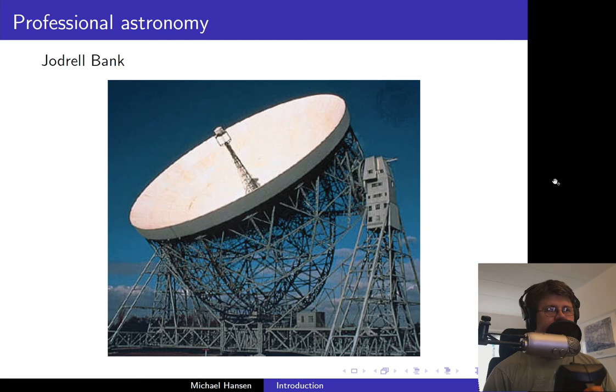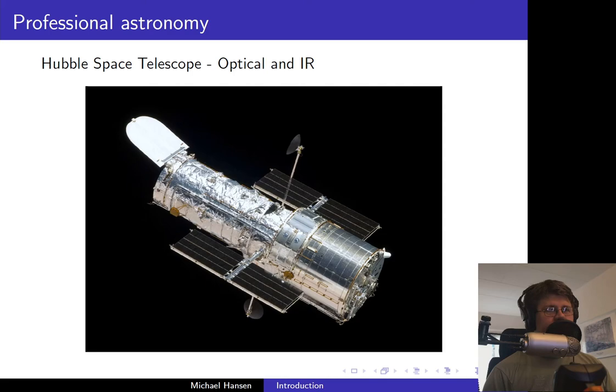One of the telescopes that we found out was pretty smart to build was the Hubble Space Telescope. And you may ask yourself, why is that? Why put a telescope in space? Well, the answer is actually quite obvious.